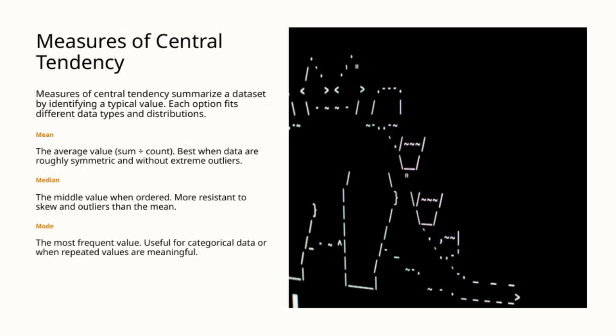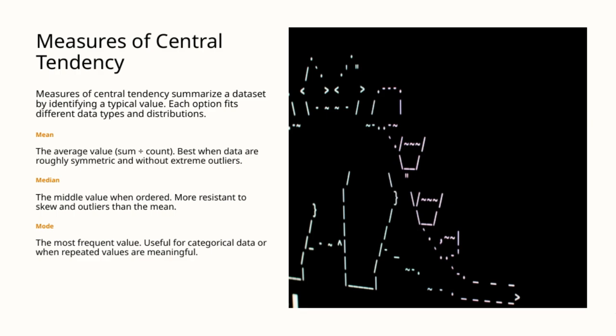Let's talk about measures of central tendency, which help us understand the typical value in a dataset. First, there's the mode, which is simply the most frequent value. This is especially useful when dealing with categorical data or when repeated values carry meaningful information. It's a quick way to see what appears most often.